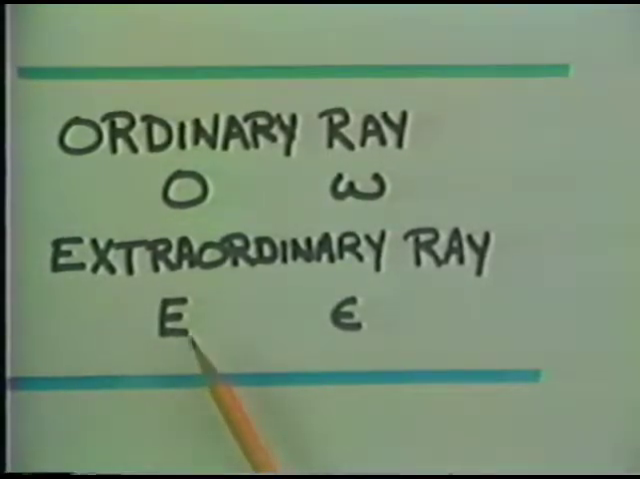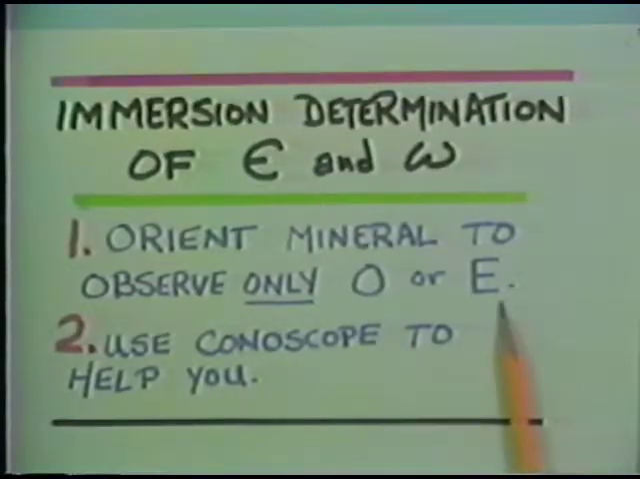And conversely, there is an extraordinary ray whose vibration direction is parallel to the c-axis, which is symbolized by the symbol E, and whose refractive index is described by epsilon. Now, we use the immersion methods to determine the refractive index of the O and the E rays. And the procedure that we use in immersion is to orient the mineral so that we observe only O or E.